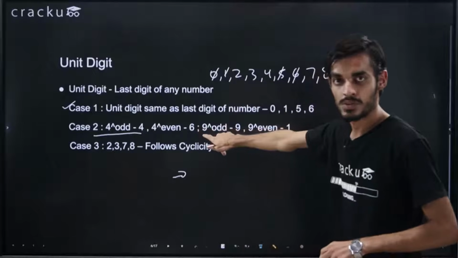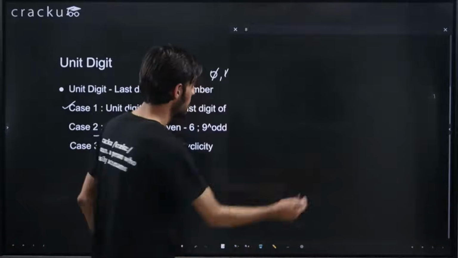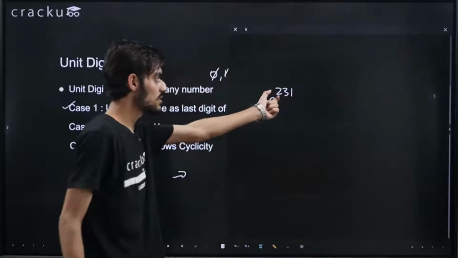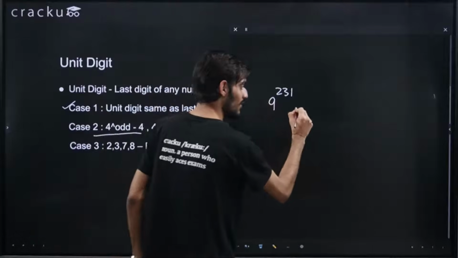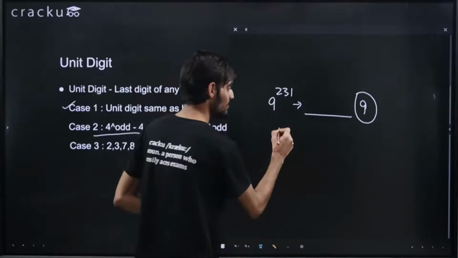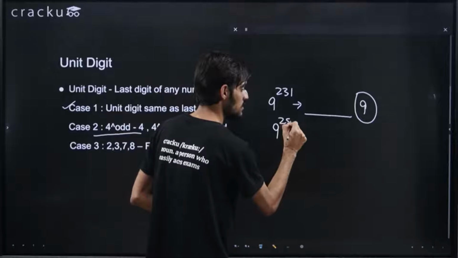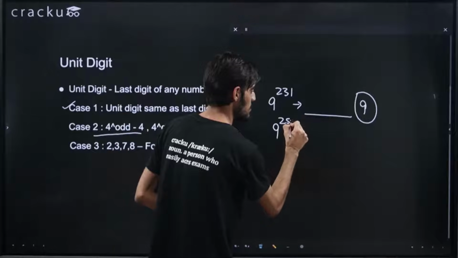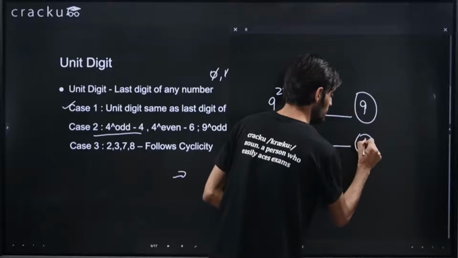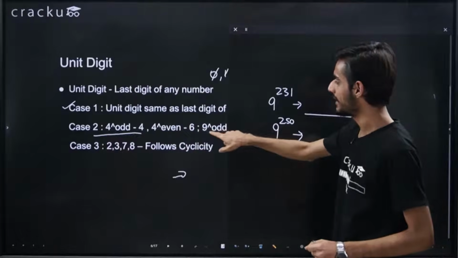And same is the case for 9 also. For the same example, let's say the value is 9 and it is raised to power 231. Because the power is odd, whatever the result will come, the unit digit will be 9 only. And if the power is even, let's say 250 again, whatever the value will come, the unit digit will always be 1. Okay, I think this should be pretty much clear. So for 4 and 9 we can directly remember this.